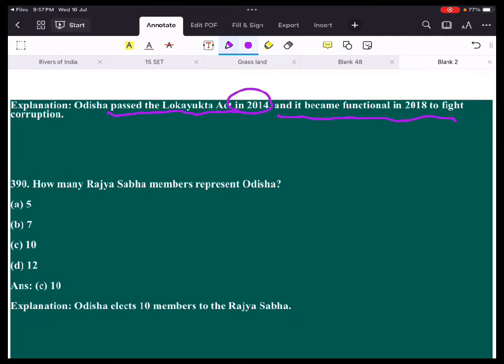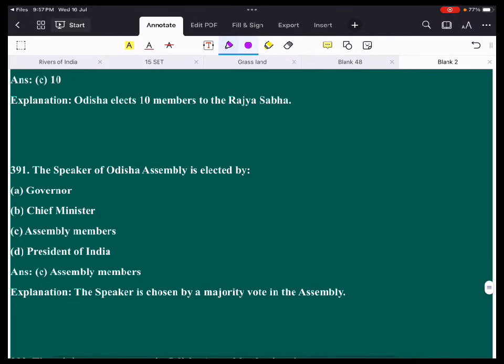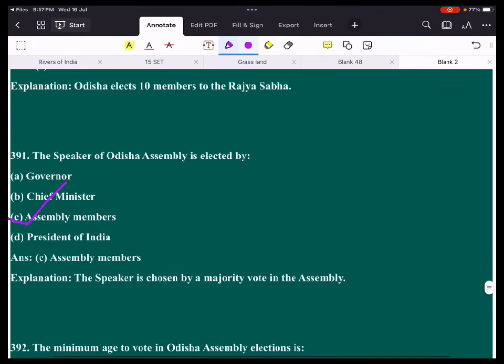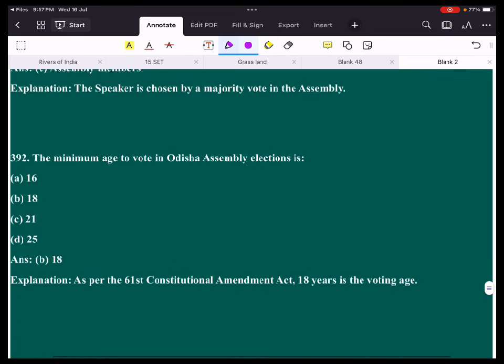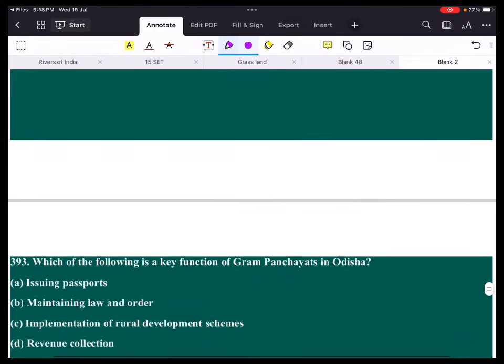How many Rajya Sabha members represent Odisha? Option C, 10. The Speaker of the Odisha Legislative Assembly is elected by? Option C, Assembly members. The minimum age to vote in Odisha Assembly elections is 18. As per the 61st Constitutional Amendment Act, 18 years is the voting age.